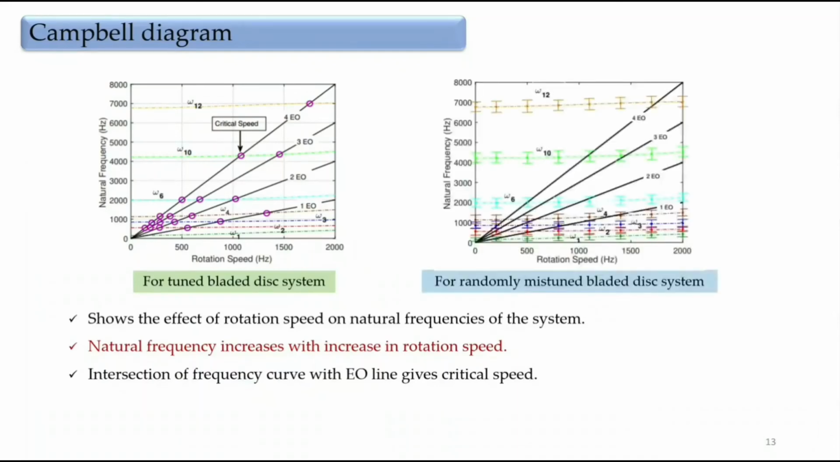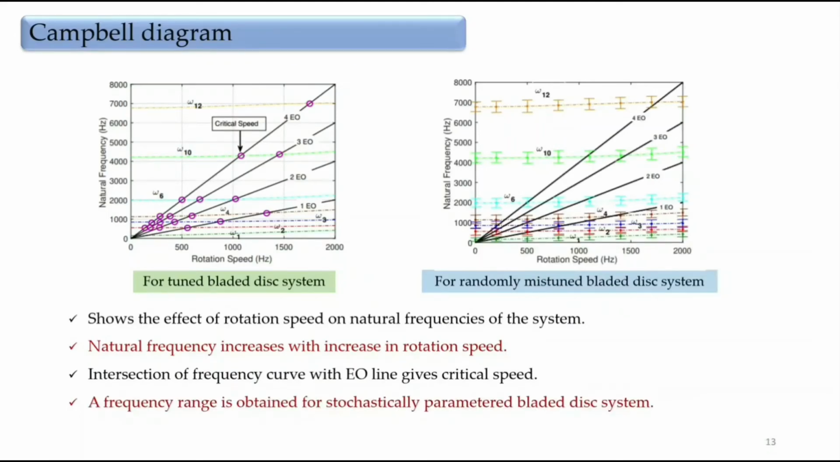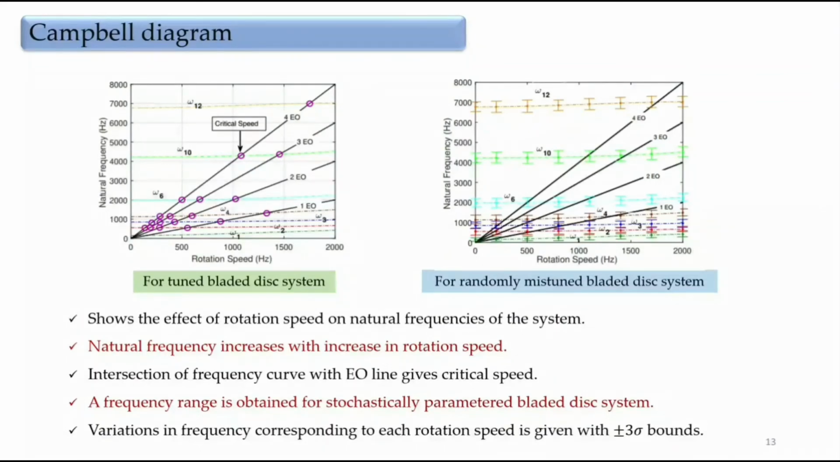This figure is showing the Campbell diagram for a stochastically parametered bladed disk system, where the range of natural frequency corresponding to each rotational speed about the mean value can be seen. Wherever the engine order line intersects the frequency band are reported as critical speeds, which a designer should always avoid. Here the variation in frequency value corresponding to each rotational speed is given by plus minus 3 sigma bounds, where this sigma is again the standard deviation of the scatter.